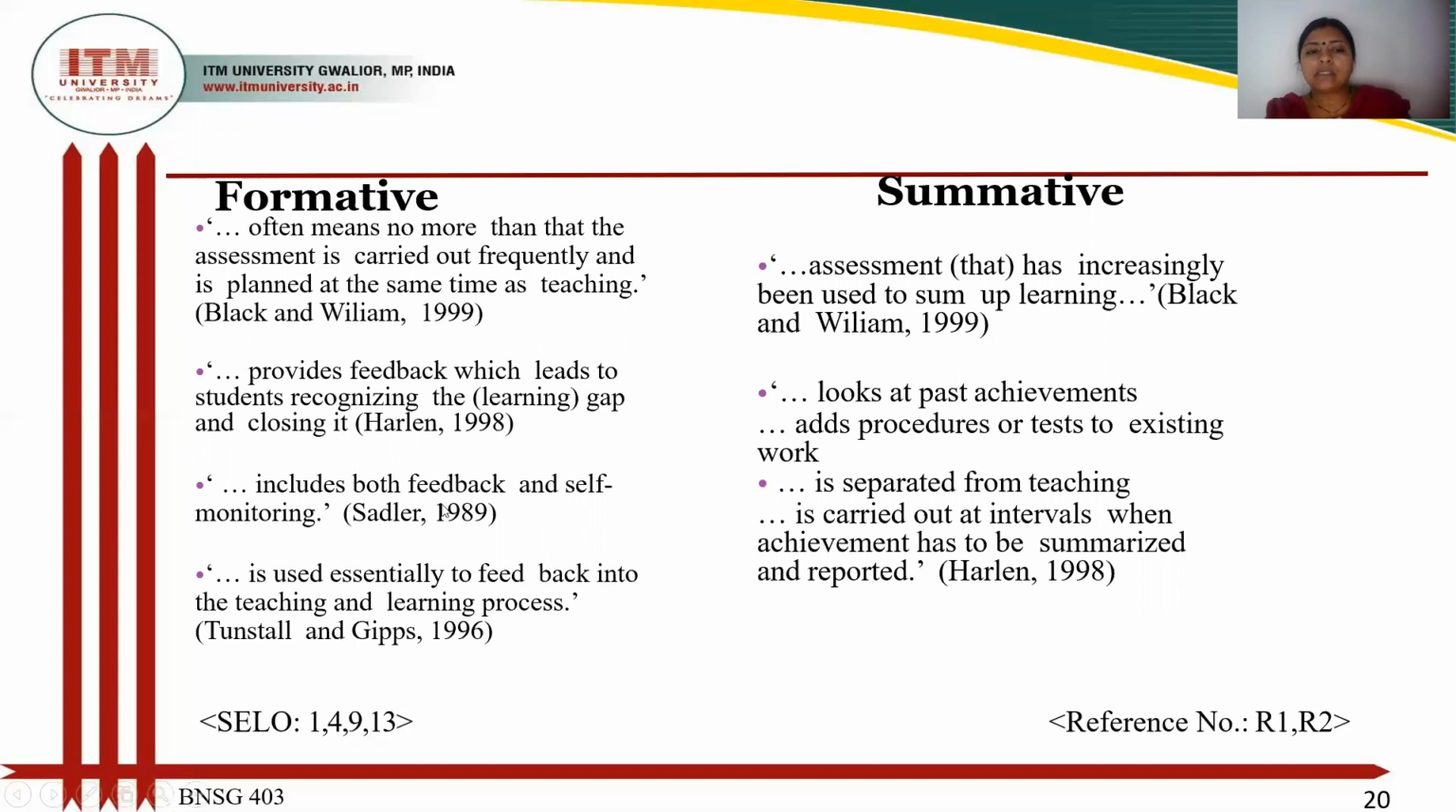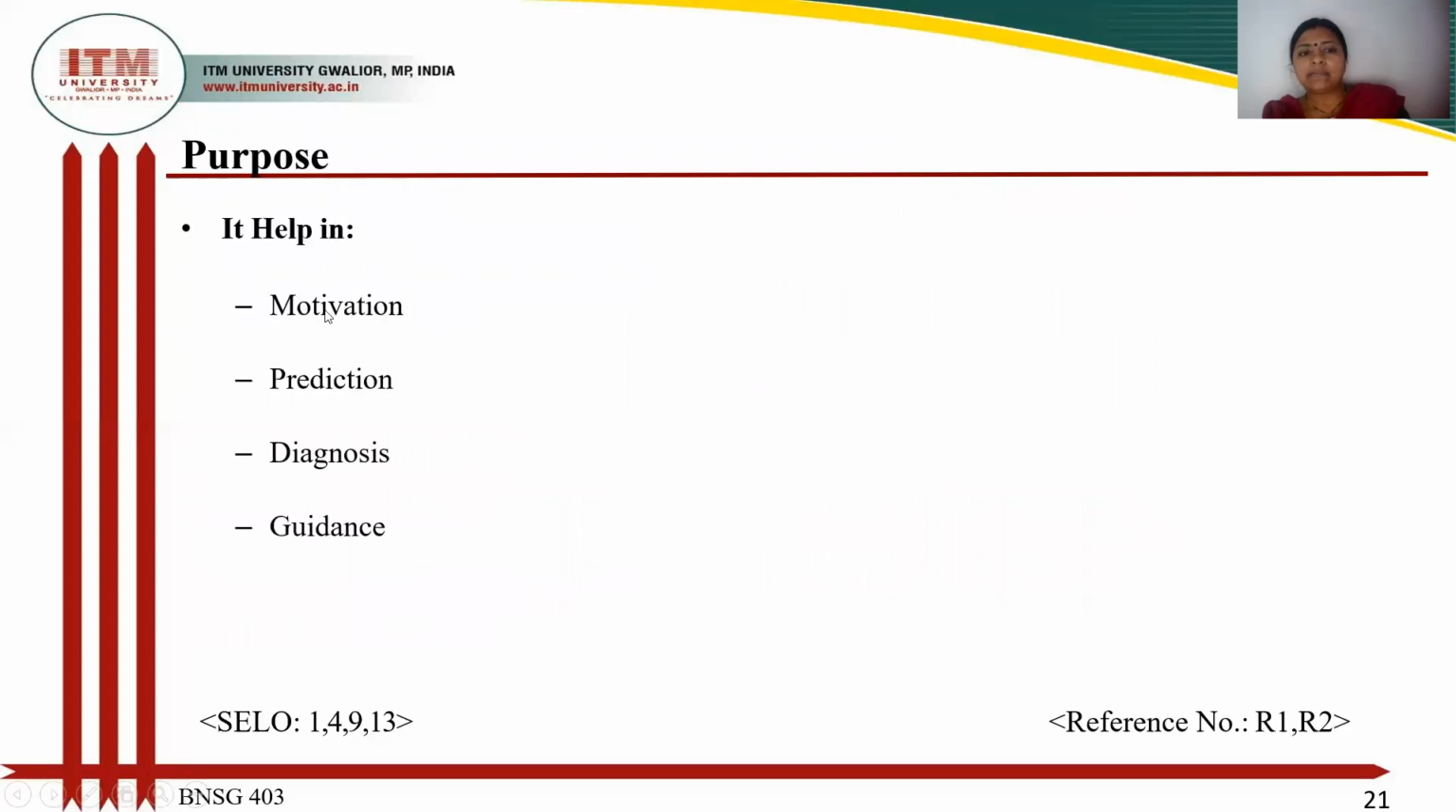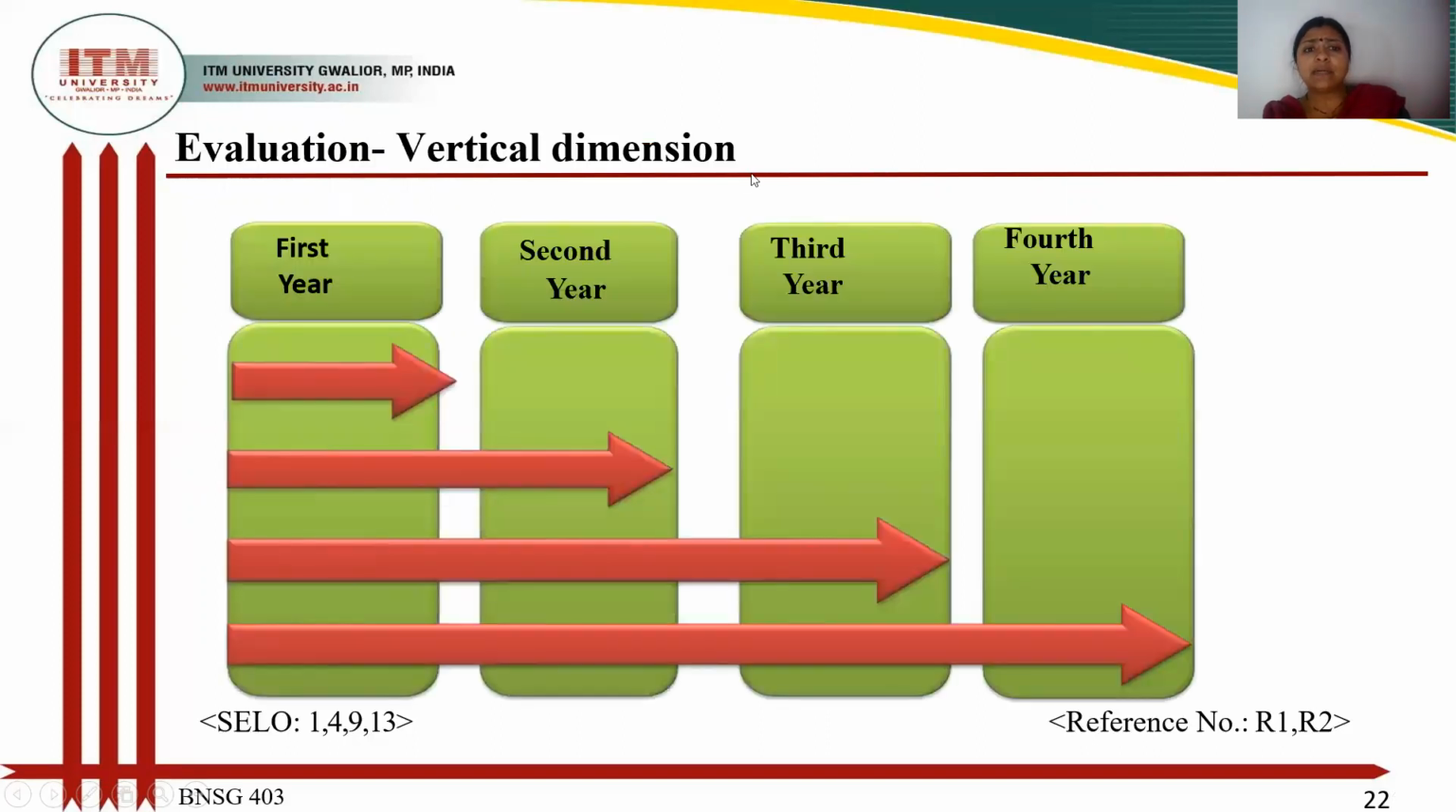Formative assessment includes both feedback as well as self-monitoring, but here it is not there. It is essentially feedback into the teaching and learning process. Through this we can immediately change whatever the learning process is. But here we cannot report it; we can only summarize and make changes in the upcoming days. The purposes are that it helps in motivation, in prediction, in diagnosis, and in guidance. This is the vertical dimension of evaluation. That is, for the first year we evaluate what has been achieved in the first year and what has been achieved in the second year. Similarly first year, second year, third year, and first year, second year, third year, and fourth year.